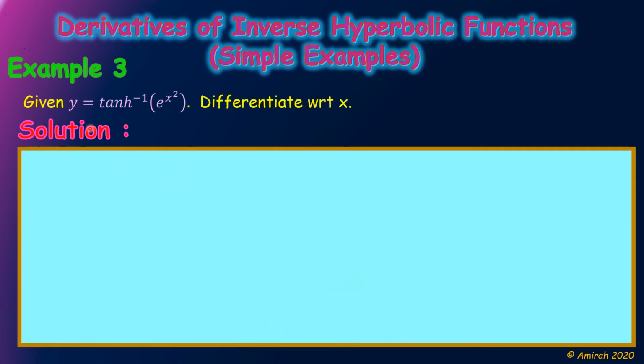Look at example 3. Given y equals inverse tan e to the power of x squared, differentiate with respect to x. Okay, from the given question, y equals inverse tan e to the power of x squared. We differentiate y, so we have dy over dx. The mathematical operation for inverse tan of the exponential function e to the power of x squared is a composite function.